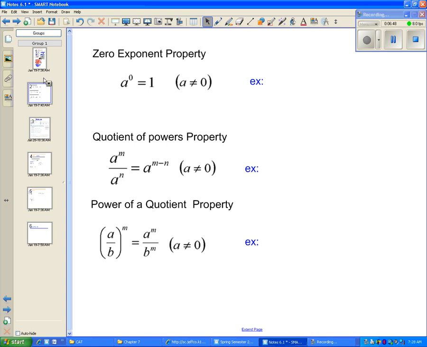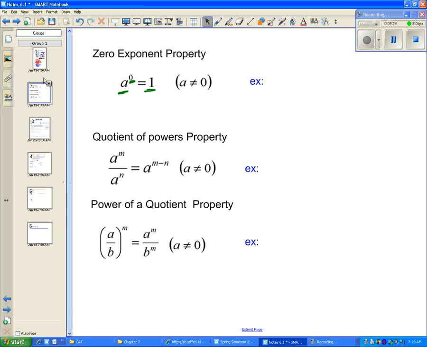The zero exponent property. When I have any base to the 0 power, it's always going to be 1. So if I have 1,536,287 to the 0 power, it's going to be 1. Anything to the 0 power is 1.